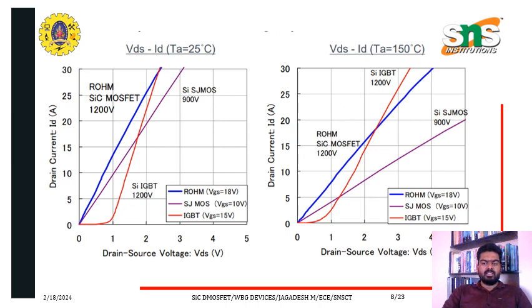And here the VD and ID characteristics are given for different temperatures. The first characteristic shows Ta equal to 25 degrees Celsius and the second characteristic shows Ta equal to 150 degrees Celsius. The graph is plotted for drain to source voltage, that is VDS, and drain current, that is ID.